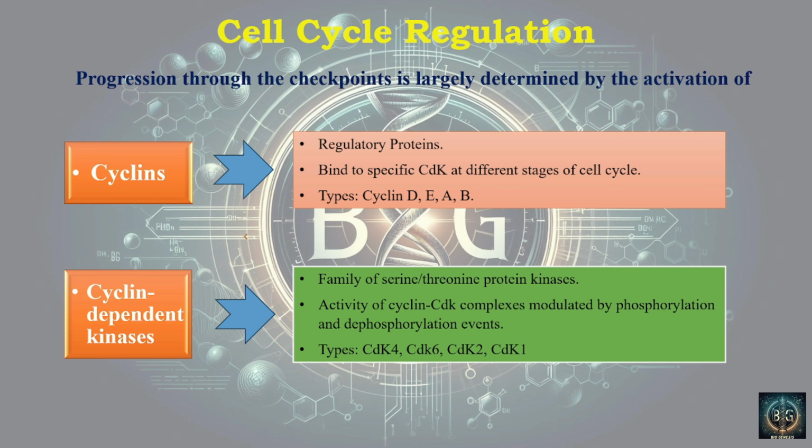And the cyclin and CDK complexes are formed, and the activity of cyclin CDK complexes is modulated by phosphorylation and dephosphorylation events. Sometimes phosphorylation can activate, and sometimes dephosphorylation, that is removal of phosphate group, can activate different events. There are different types of cyclin dependent kinases: CDK4, CDK6, CDK2 and CDK1.